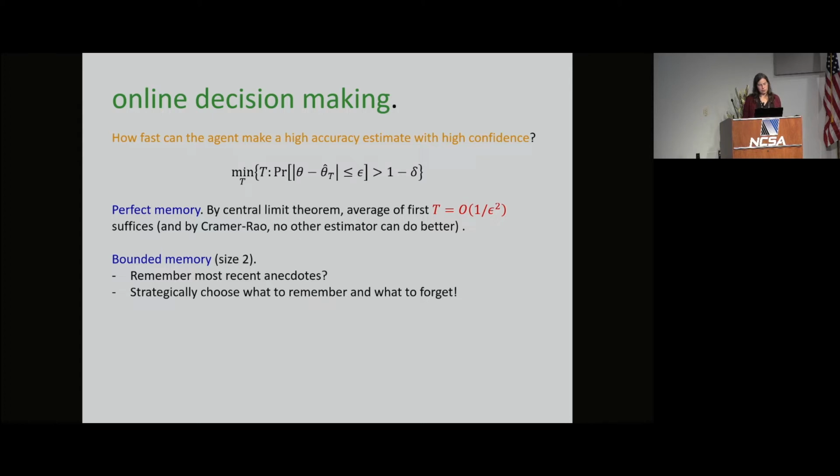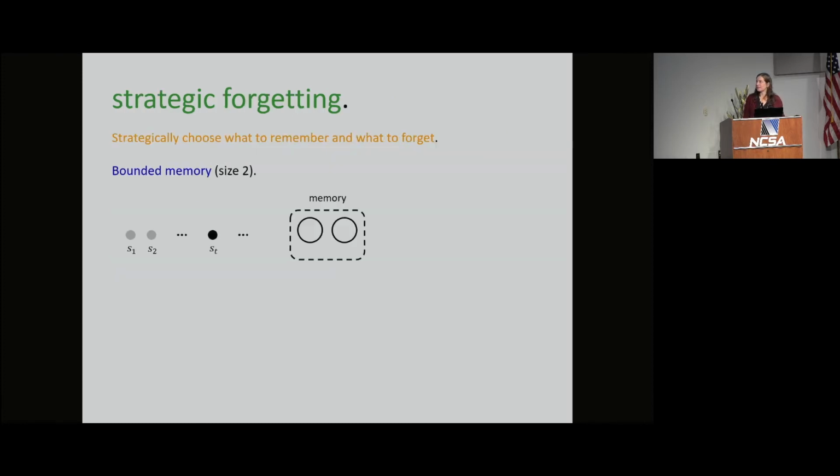Okay, so let me show you how to do better with just 2 anecdotes, with just memory size 2. You have the same problem set up as before. Anecdotes are coming 1 at a time. You have 2 slots in your memory. You get to decide what to put in there. And you're going to divide the memory in half. You're going to call 1 half the short-term memory and 1 half the long-term memory.